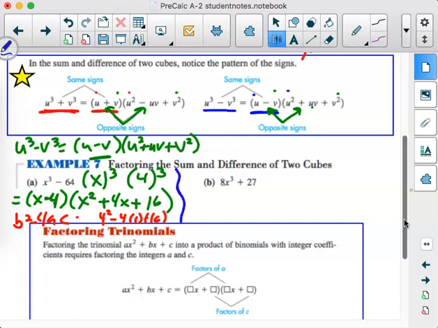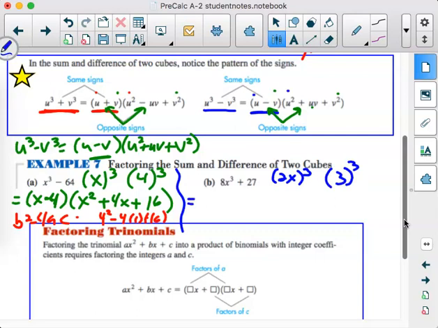I take a look at B, and I think, okay, can I pull out a greatest common monomial factor? I can't. But I saw something good. 2x cubed is 8x cubed, 2x the quantity cubed, and then 3 cubed would give me 27. So this is a sum of two cubes.